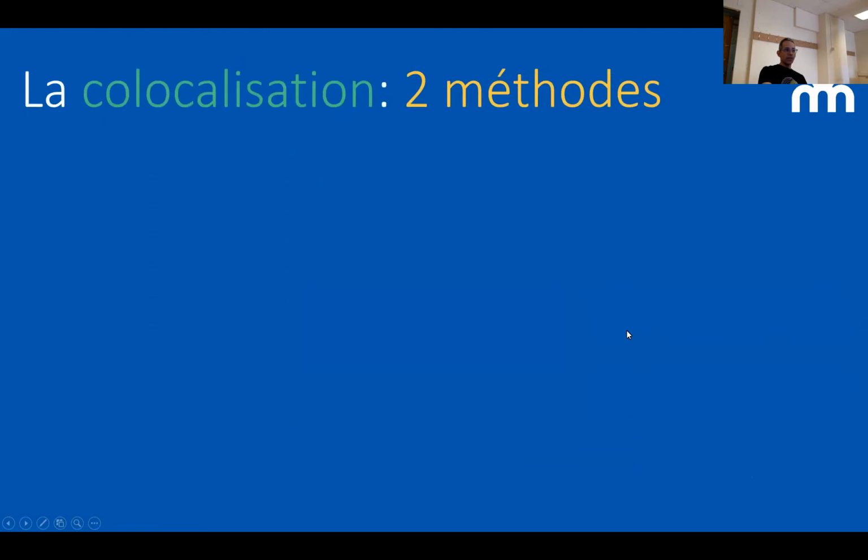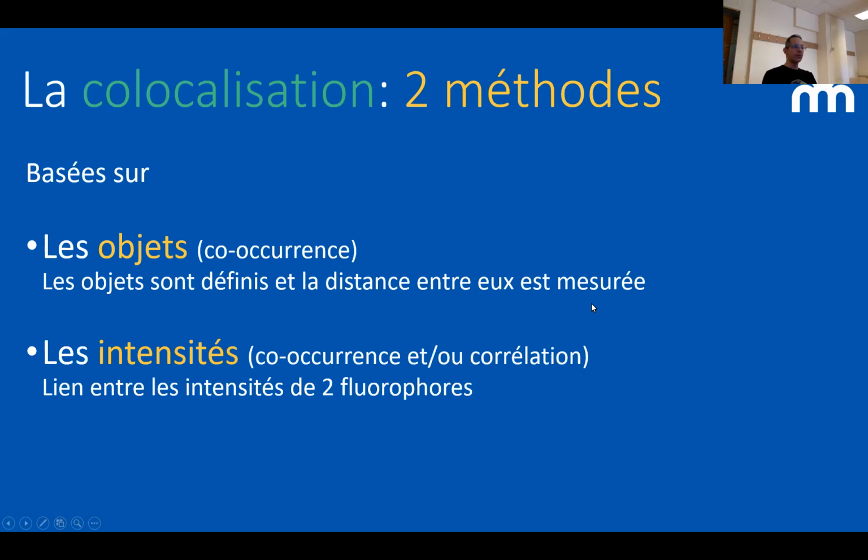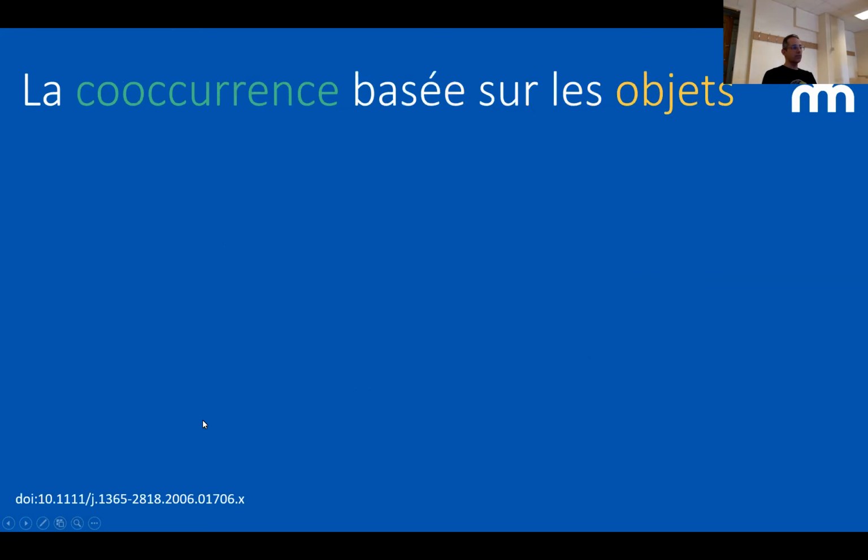So this was the practical tips for colocalization, just little things that you can do for improving. Then if you want to quantify the colocalization, there are two ways of doing that. The first one is based on objects. Basically, it defines objects within your pictures, and then it calculates the distance between them. You can also calculate the percentage of overlap between these objects. The second way is based on the intensity, and this can be done with co-occurrence or correlation. You look at the variation of the intensity for the two fluorophores.